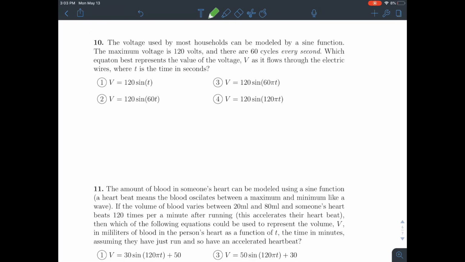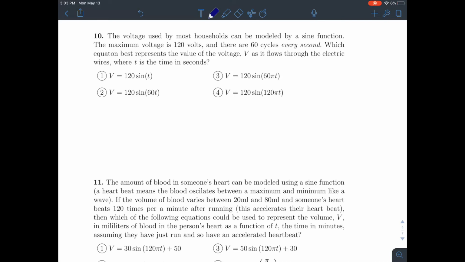Now these two last problems that were modeling problems have a little bit of a sneaky idea to them that I think you'll see as we go over them. The voltage used by most households can be modeled by a sine function. The maximum voltage is 120 volts. So it's going to go up to 120, down 120. And there are 60 cycles every second.